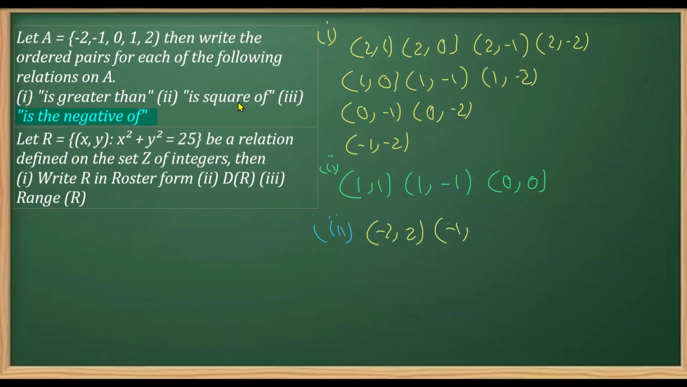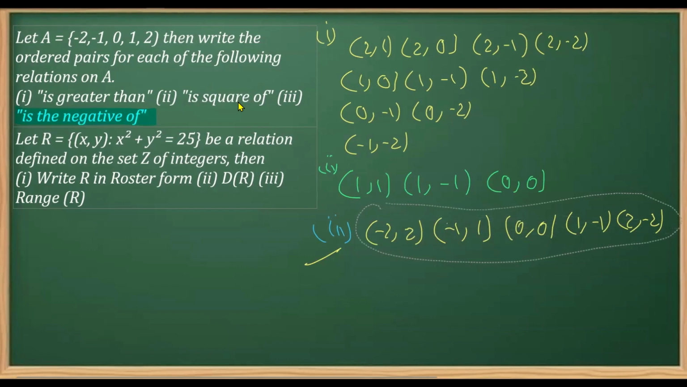Minus 1 is negative of 1. And negative of 0 is 0. Right? I can say 1 is negative of minus 1. Right? Negative of negative is positive. And similarly, 2 is negative of minus 2. So that will be the way in which we'll do the third part over here, right? This one is the answer for the third part.